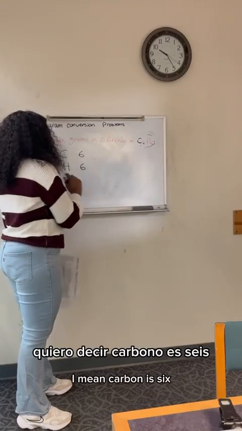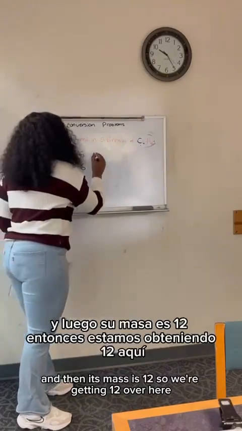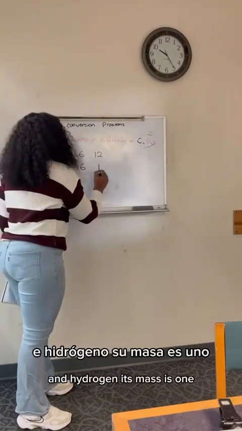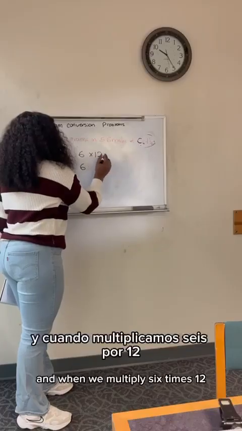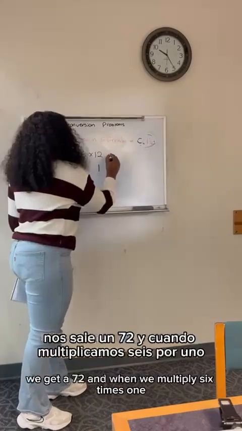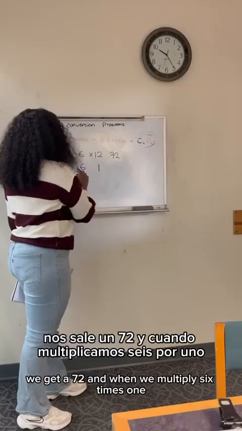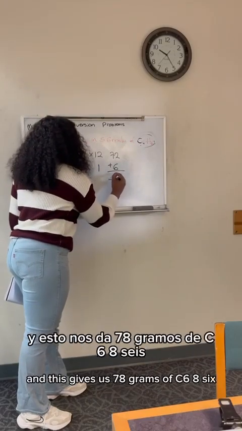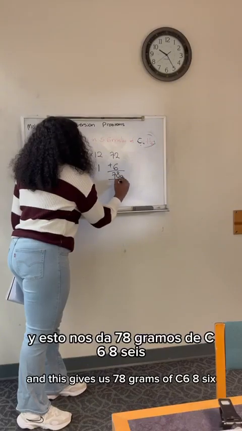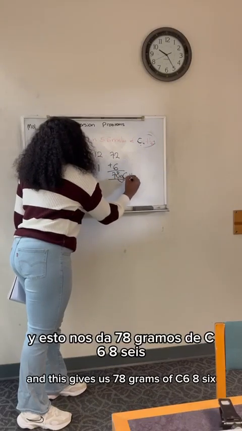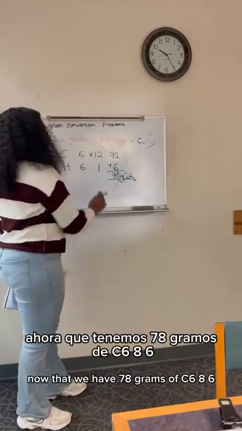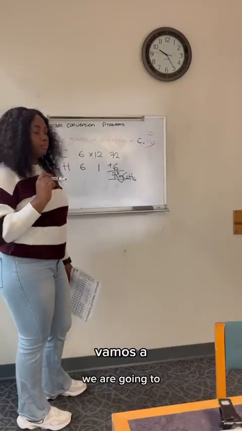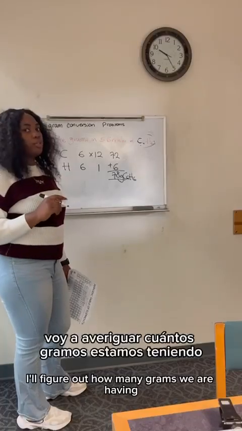So carbon is 6, and then its mass is 12. So we're getting 12 over here, and hydrogen, its mass is 1. We're going to multiply this, and when we multiply 6 times 12, we get 72. And when we multiply 6 times 1, we get 6. We are going to add this all together, and this gives us 78 grams of C6H6.